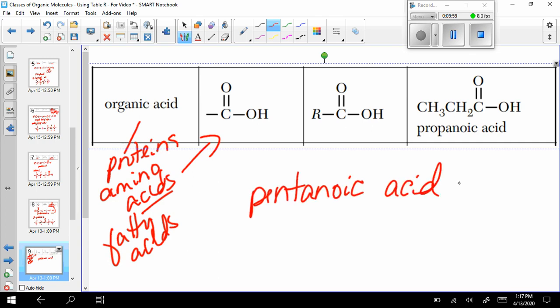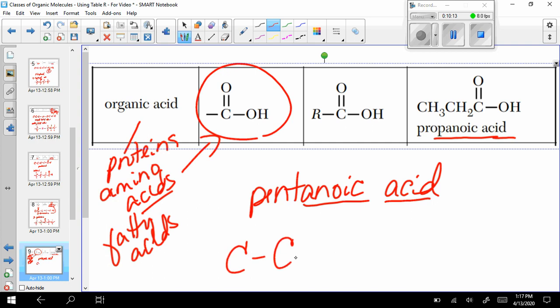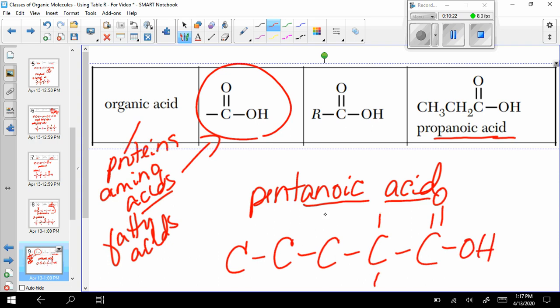So this time I'm actually going backwards. I'm telling you the name and I want you to draw it. So anoic acid lets me know that it's an organic acid, which means I've got to put this carbon double bonded O with an OH on the end. And pent tells me to draw 5. 1, 2, 3, 4, 5. And then I do the ending, double bonded O and an OH. There it is. That's it.